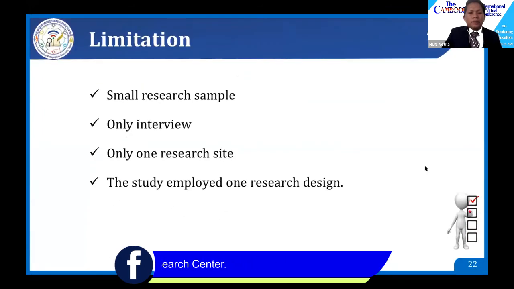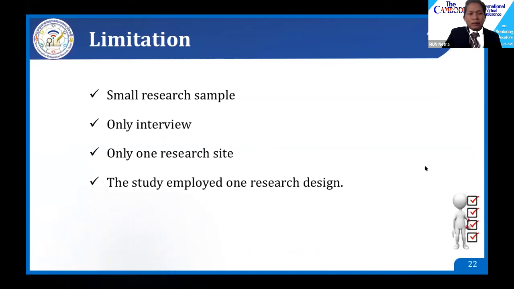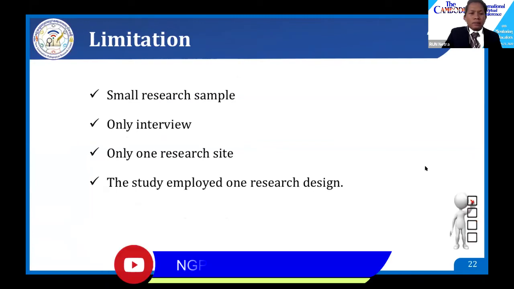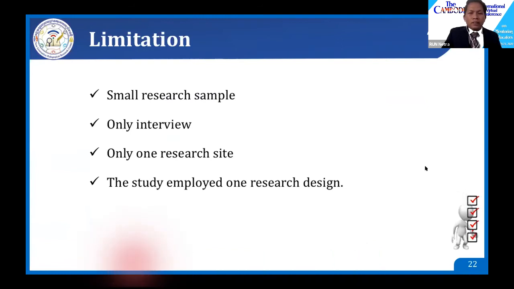So one more important thing of the study is about limitation. So this research still implemented a small research sample. So further research should collect more research samples rather than just this study. And one more important thing is about interview. So this research study conducted only interviews. So further research should conduct both interview and observation.